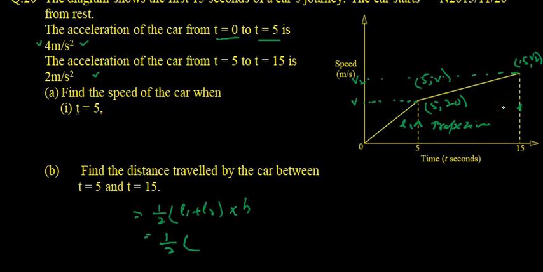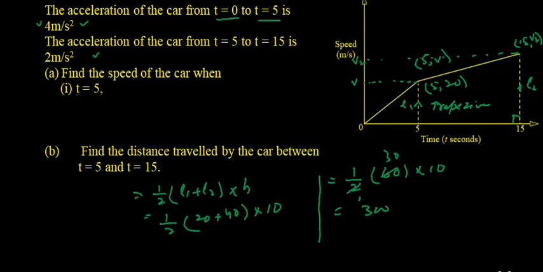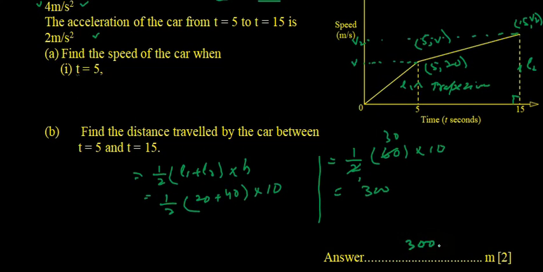If this is L1, this is L2. So L1 is 20 and L2 is 40, as we have calculated. The height is the perpendicular distance between the two parallel lines, and it is 15 minus 5, which is 10. So when we simplify it, it can be written as 1 upon 2, 60 multiplied by 10. When we divide 60 by 2, we get 30. 30 multiplied by 10 is 300. So altogether 300 meters is the distance traveled by the car from T5 to T15.